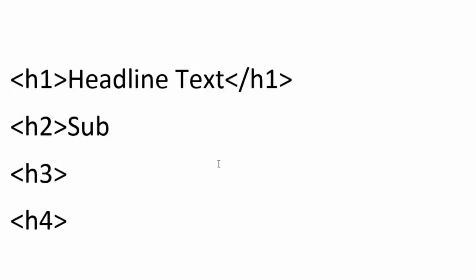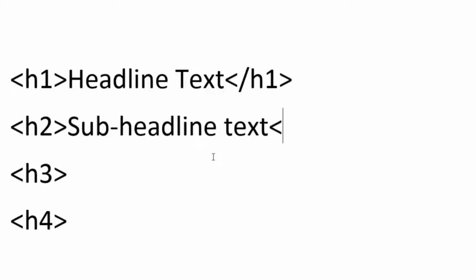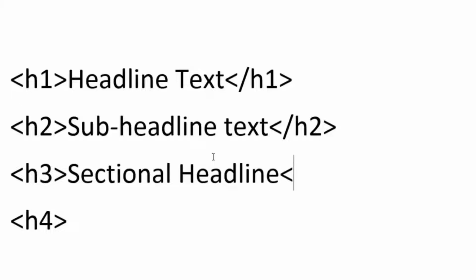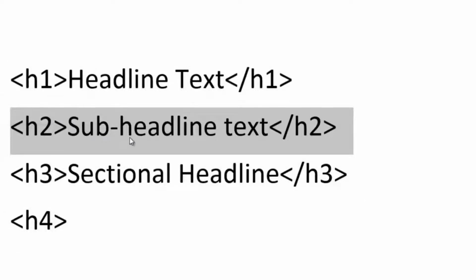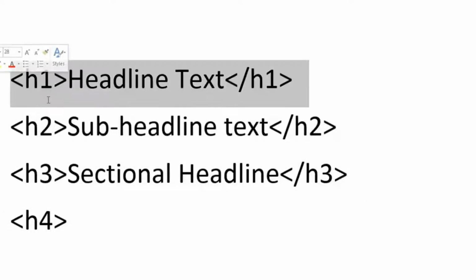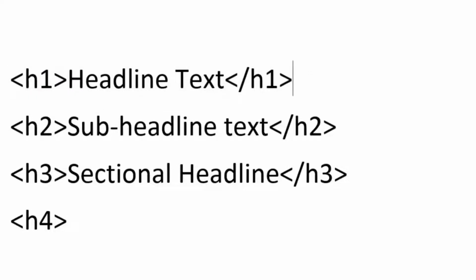This could be something like a subheadline text, and then we can close that off with /H2. And this could be something like a sectional headline, and we close it off in H3. So as the number gets bigger, the heading gets smaller, but it's still a headline. Now, when Google comes along, for example, and they read these headlines, they say, okay, this is a headline. This is a headline. This might be not as important as this headline. We don't know exactly, but that's what we've seen.